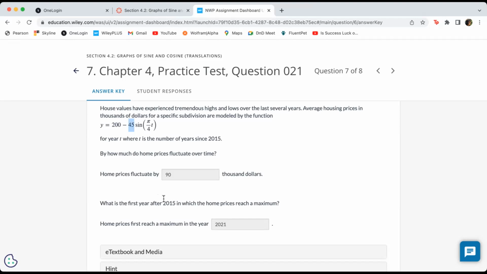What was the first year after 2015 in which home prices reach a maximum? So notice the same questions. You still just have to identify the middle, identify the top, identify the bottom. We did a lot of extra stuff because we're extra like that.